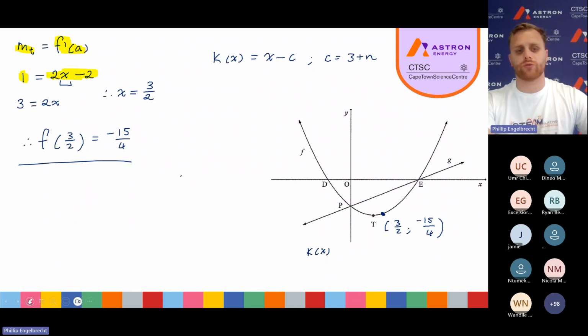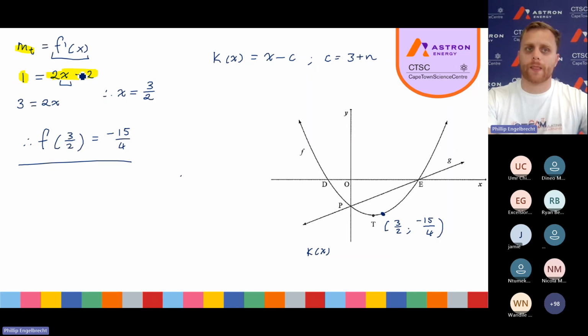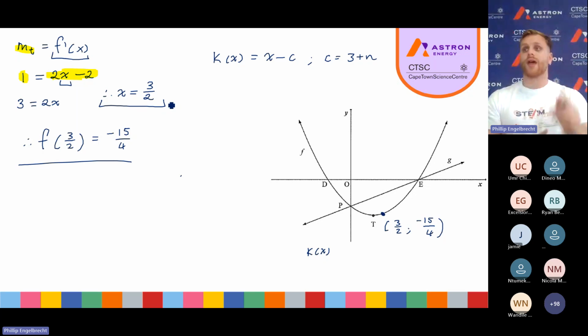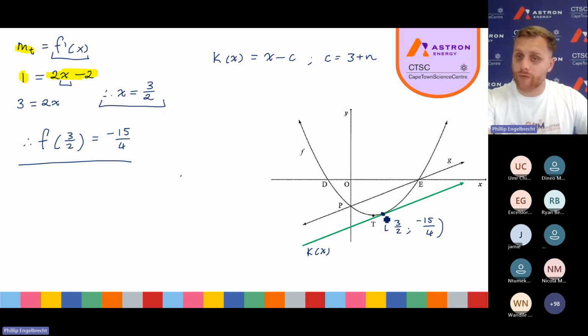Let me just rub this out, and I'm going to make this x. There we go. So I say that the gradient of my tangent is equal to the first derivative, and I solve for x. So I say 1 is equal to 2x minus 2, and I get that x is equal to 3 over 2. That is the x value for the point where this tangent touches my graph.